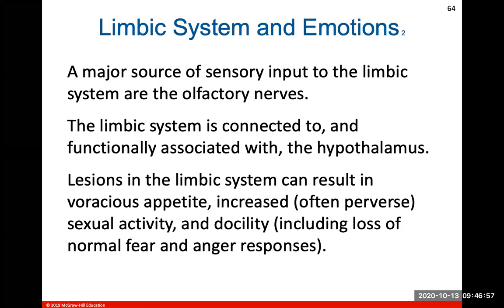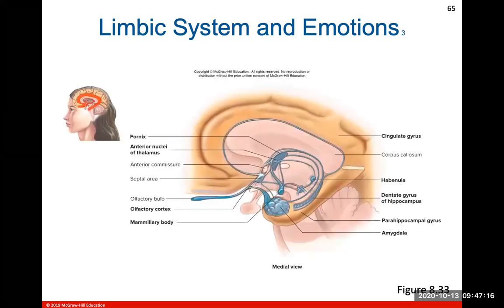If there's a lesion or damage to your limbic system, it can result in voracious appetite, increased, often perverse sexual activity, docility, which is the loss of normal fear and anger responses. So here's a look at the limbic system, where it's located, what it all includes. Again, your olfactory cortex will be located in there, as well as controlling regions of your hypothalamus, because it'll be directly related to hormone control.